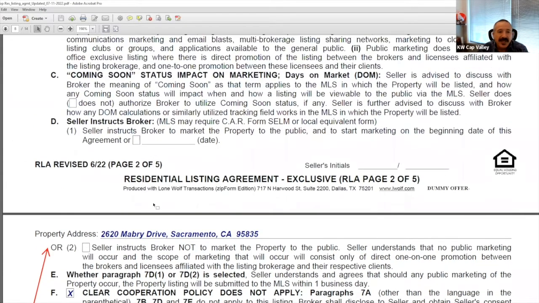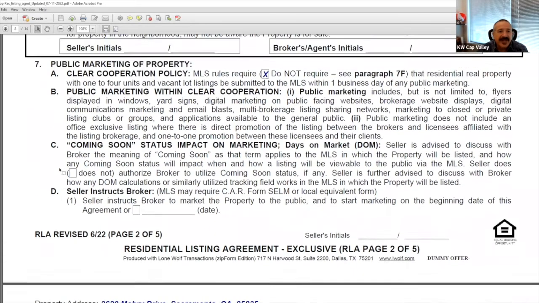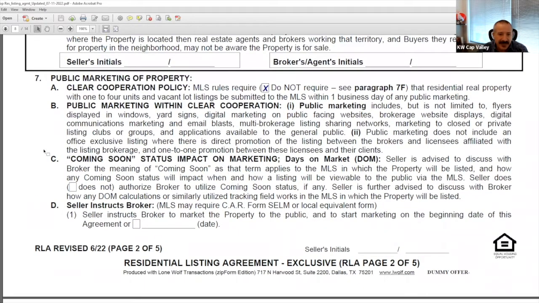Now, in the area in between this, 7B is inapplicable. You can put a coming soon on a property on a signpost or in a window. However, our MetroList rules require that if you're going to market the property, and that is considered marketing the property, you can't do that any sooner than 3 days before it hits the MLS as an active listing. So keep that in mind.